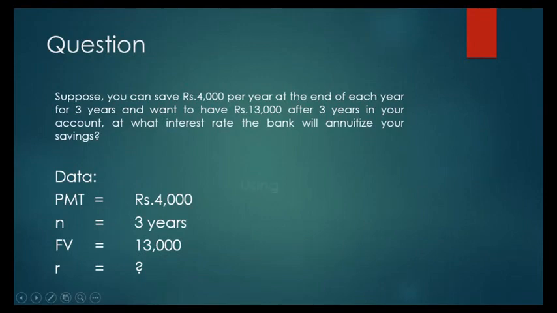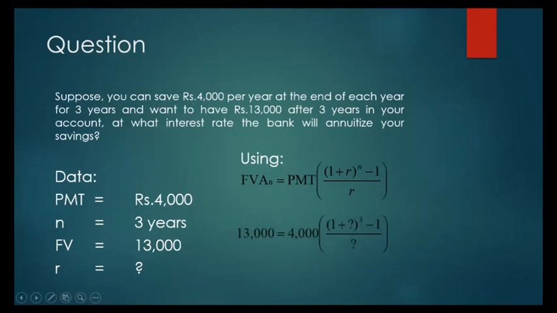After putting the formula, future value of annuity equals PMT bracket 1 plus R power n minus 1 whole divided by R. Now at the next step we are going to put the values. So future value 13,000, PMT 4,000, 1 plus question mark, as we are going to calculate the R value, power 3 minus 1, and in the denominator again the question mark, as in the formula the R value is required to be calculated.